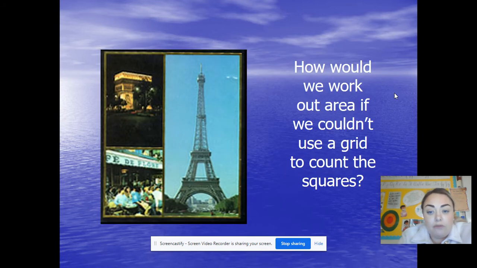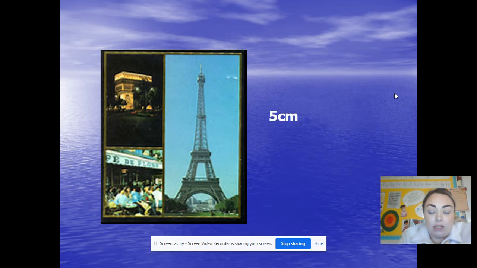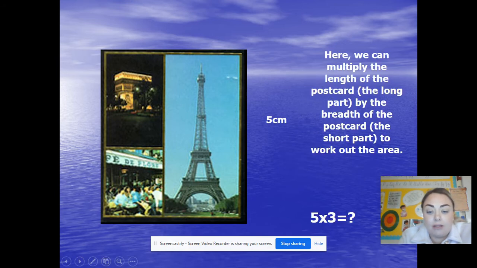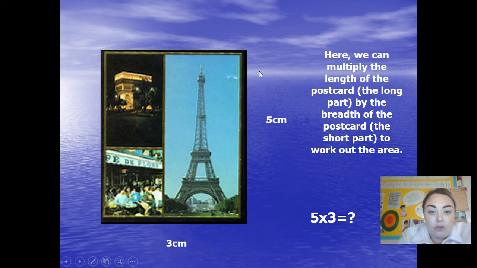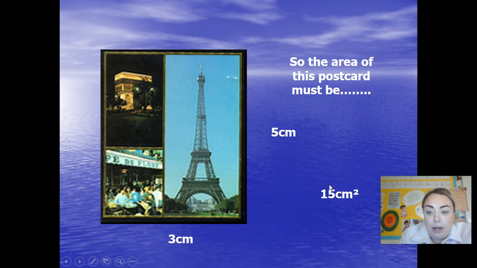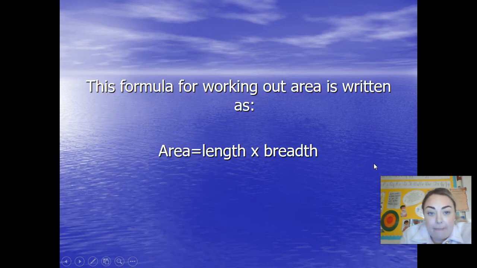So what would we do if we didn't have a grid? We just had measurements. So, for example, on this one, we've got 5 centimetres on the height and 3 centimetres on the breadth. So we could just times them together. That would give us the answer of 15 centimetres squared. So can you see what I mean when I'm referring to the small 2? Yeah? So the small 2 there, so we'd write 15 centimetres squared. So the formula to work it out, when we're working out area, we always do length times breadth.